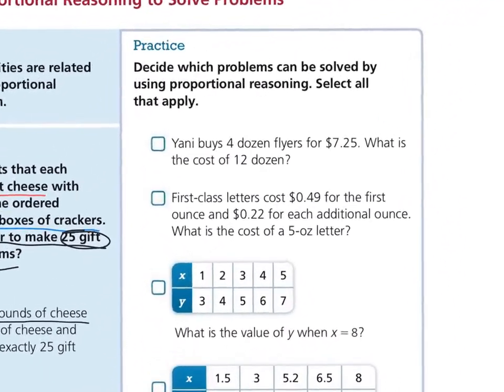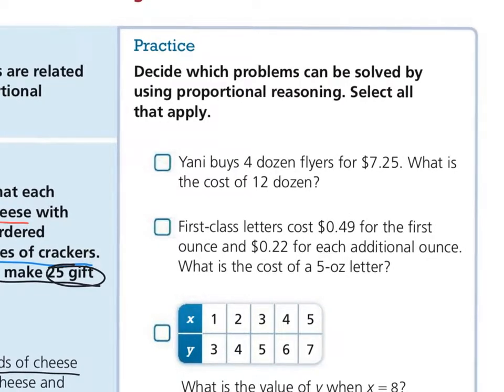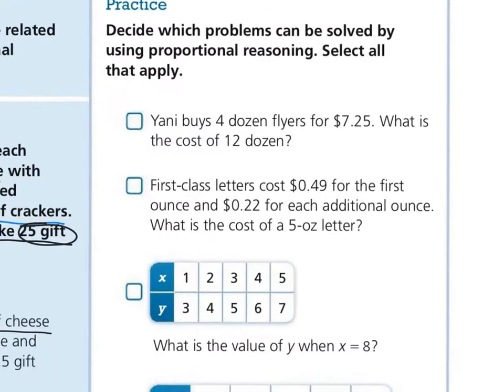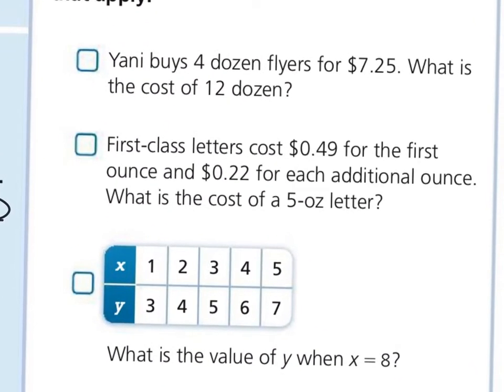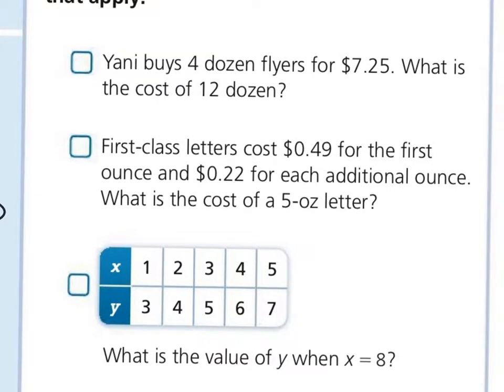So if you look at the practice question, decide which problems can be solved by using proportional reasoning and select all that apply. So the first one, Yanni buys 4 dozen flyers for $7.25. What is the cost of 12 dozen? So that one we could use proportional reasoning.